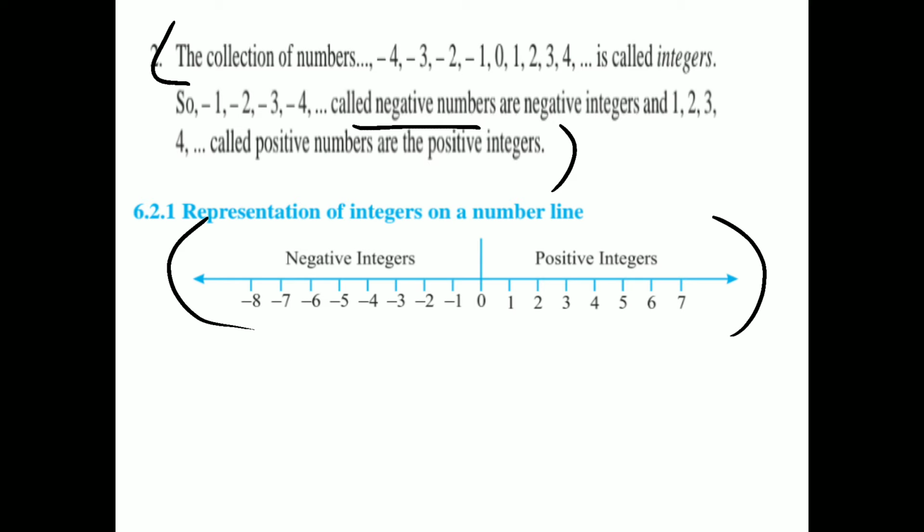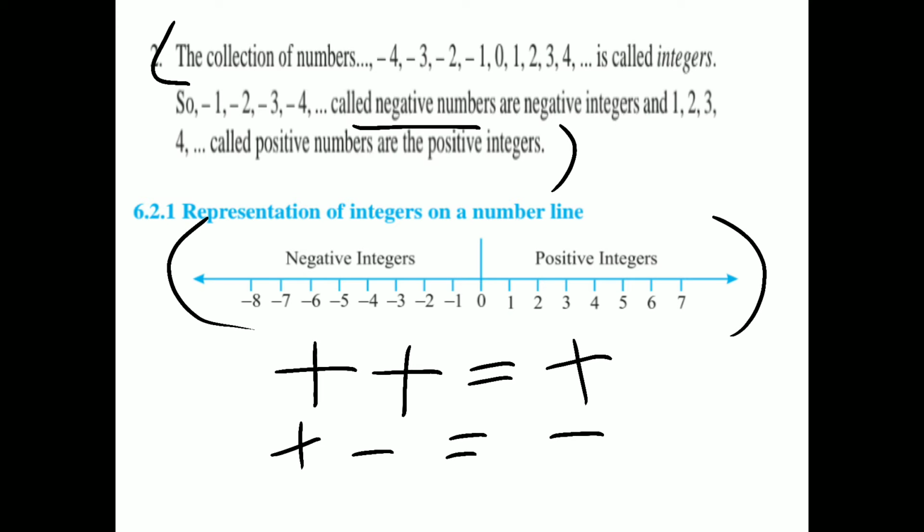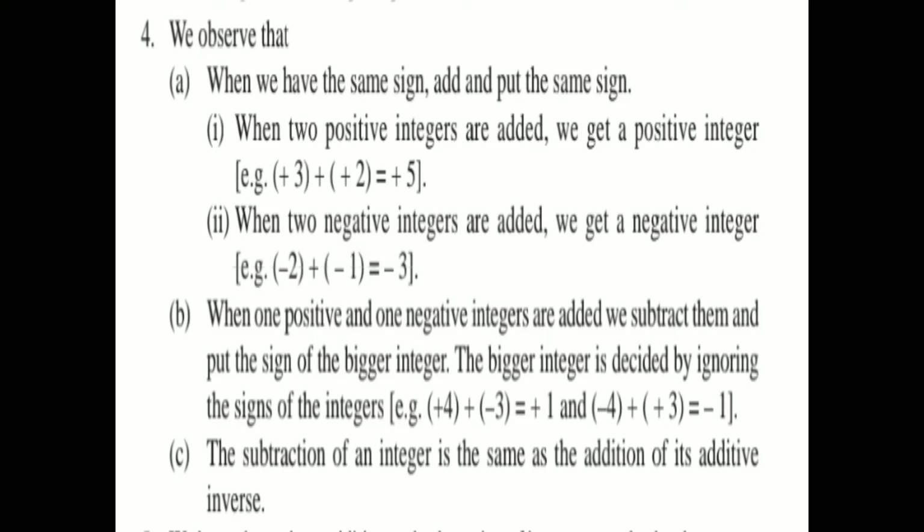Now, how will we add and subtract integers? For that, if both numbers are positive, meaning there is no sign, then it is a plus sign only, and you have to do plus plus plus. And if there is a plus and a minus, then you have to subtract. But keep this in mind, we have to put the sign of the number which is bigger. Minus minus, we add, but the sign will be minus. This will be clearer if you read it. It is given in your book.